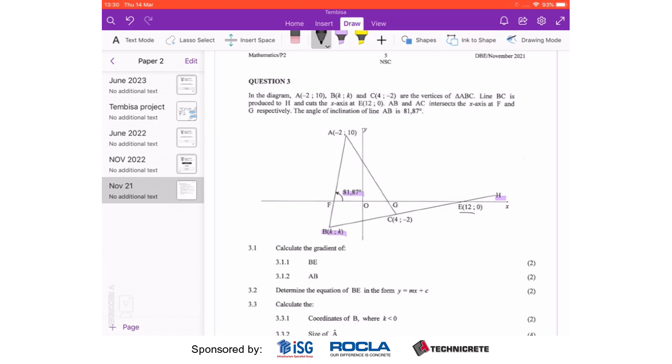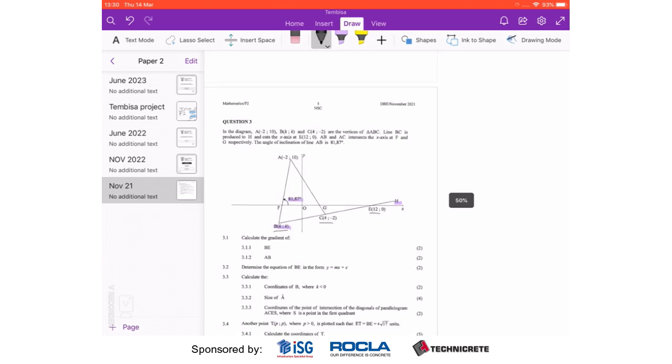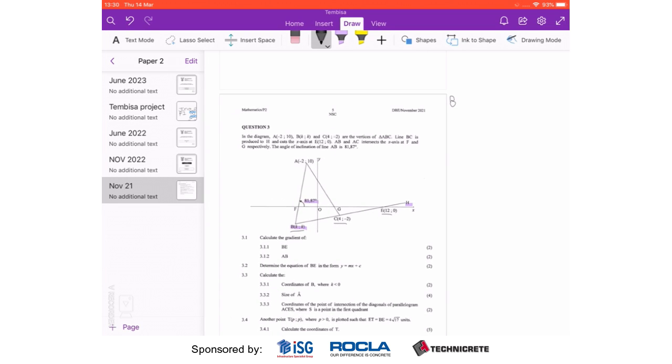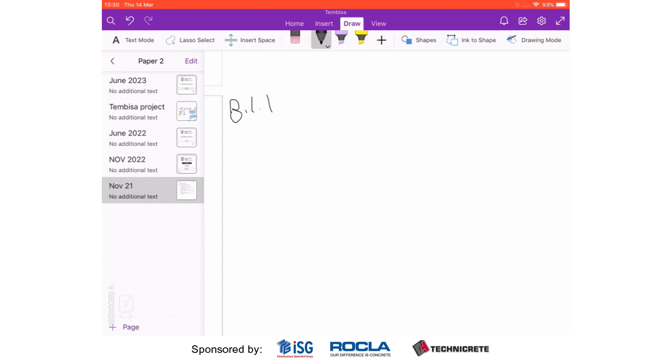So looking at B and E, we don't have coordinates for B, but we do have C, which is on the same line. So we can use that to help us calculate the gradient of BE. So this is 3.1.1. What we're supposed to be calculating is the gradient of BE, but we don't have B's values, so we're going to calculate the gradient of CE. You should know your gradient formulas so that you don't have to be scrolling up and down between the formula sheets.